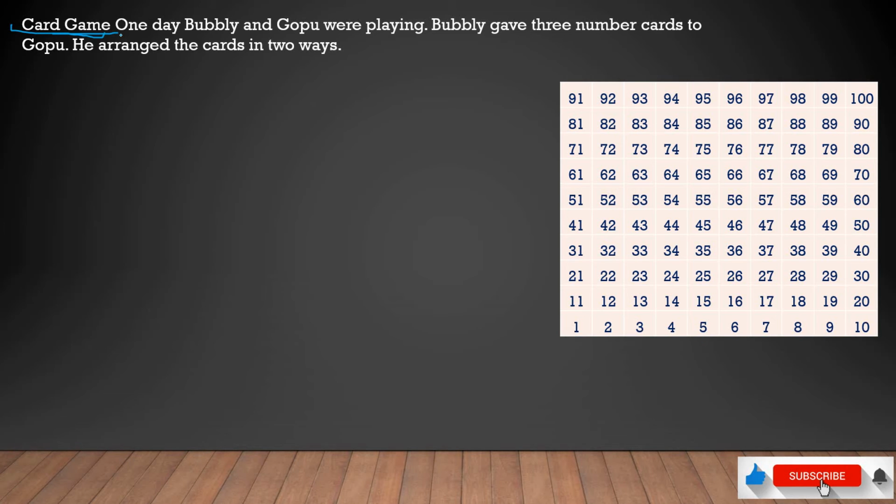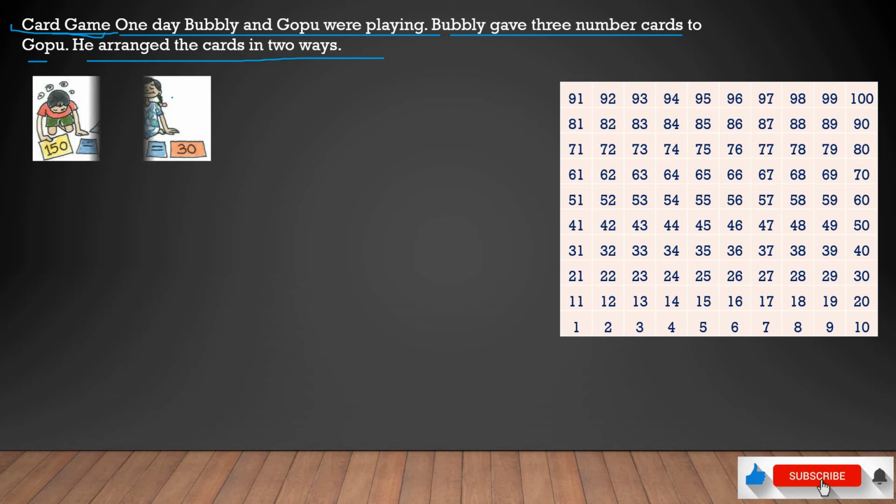Here we'll see a card game. One day Bubbly and Gopu were playing. Bubbly gave 3 number cards to Gopu. He arranged the cards in 2 ways. So let's see. This is Gopu and this is Bubbly. And these are the number cards.